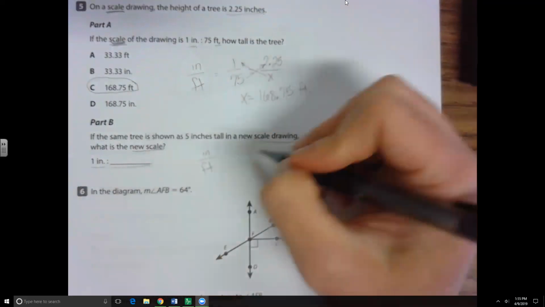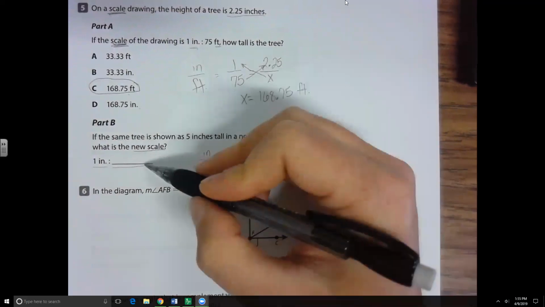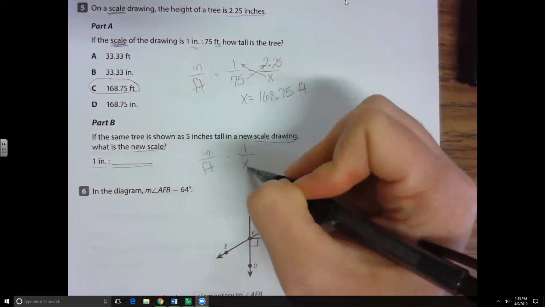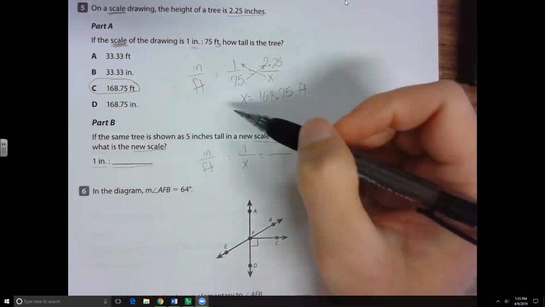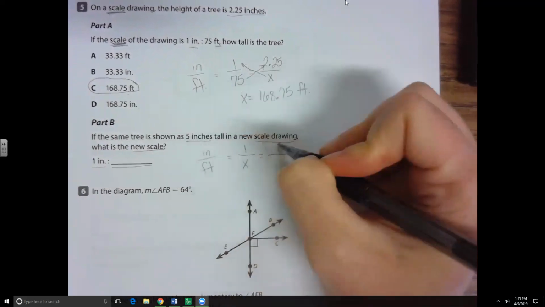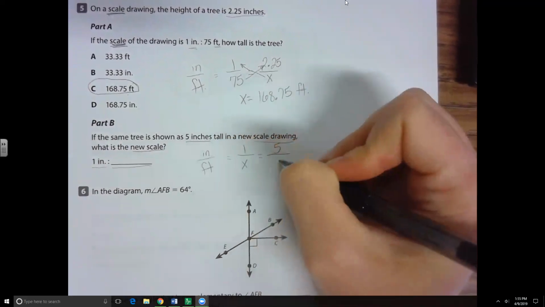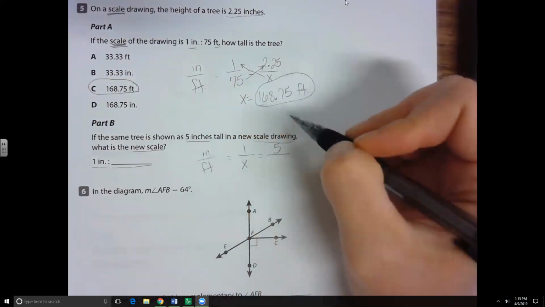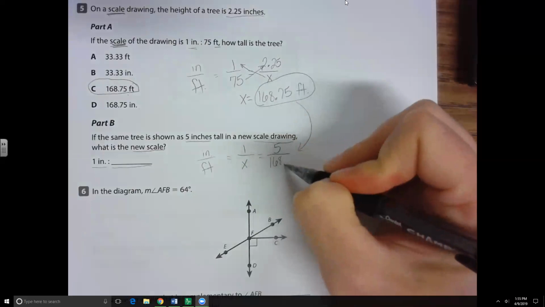Okay, so I'm going to have 1 over, I don't know what my scale is going to be. I don't have any information here, so I put a variable. That's going to equal, my other information that I know is that it's 5 inches tall on this scale, so 5 goes on top because it's inches. Now I need the feet down here on the bottom. Okay, the feet that I know comes from part A. Okay, it is 168 and 75/100 feet.